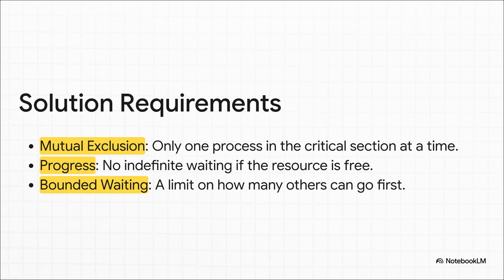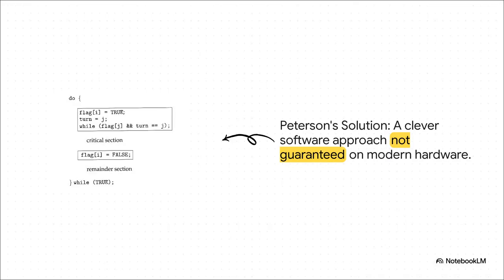They have to be able to proceed. And number 3, bounded waiting. You can't let a process wait in line forever while an endless stream of other processes cut in front of it. There has to be a limit. So people came up with some clever ideas. One of the early classics was Peterson's solution.